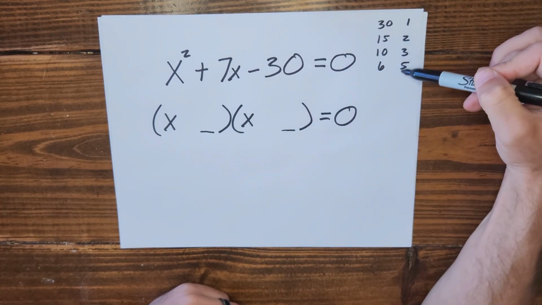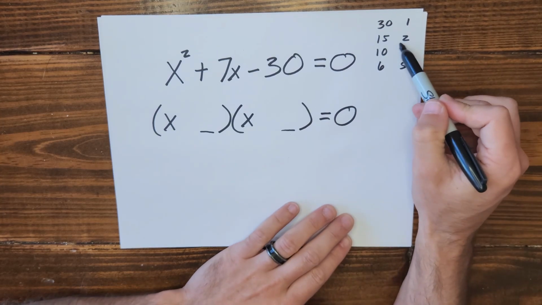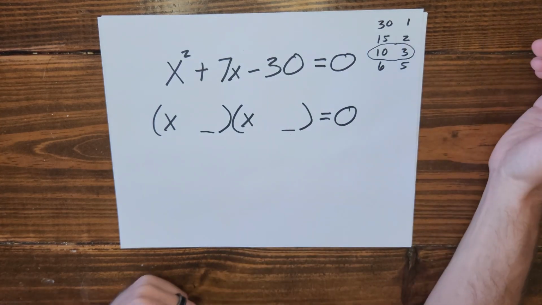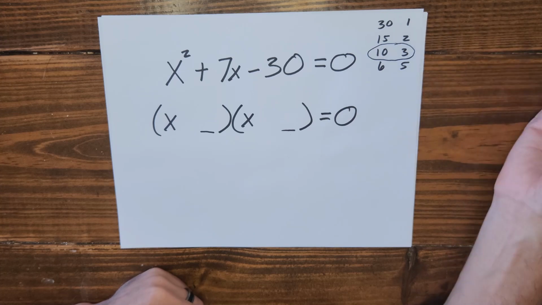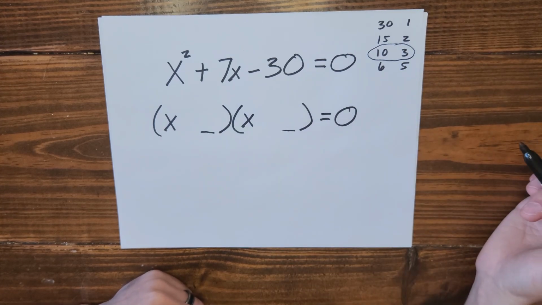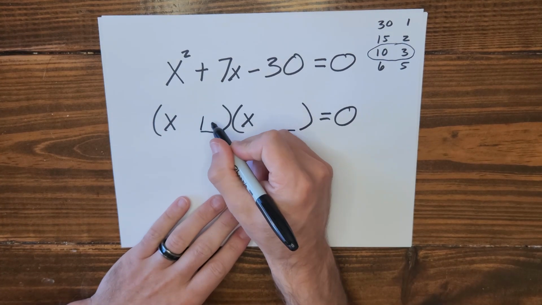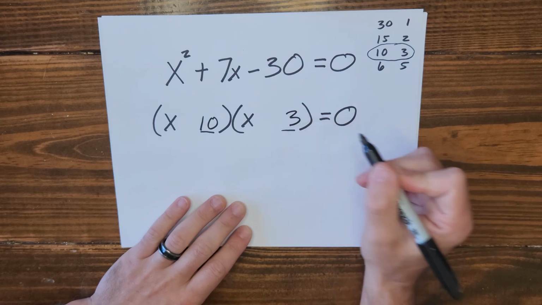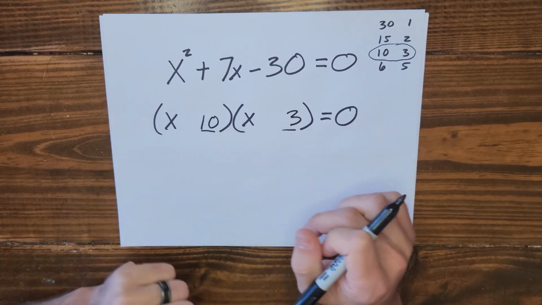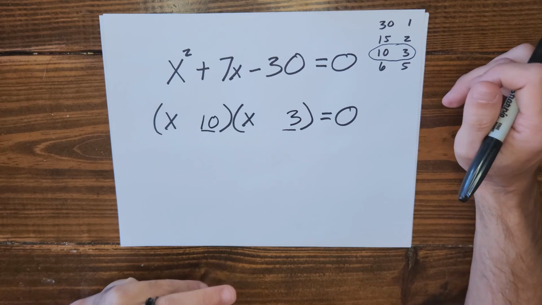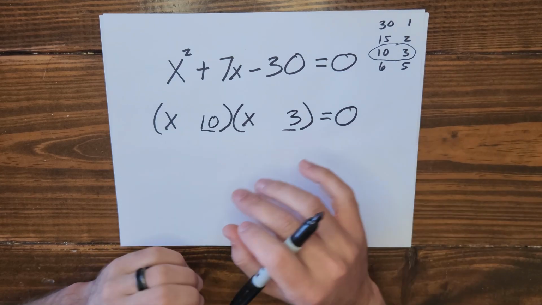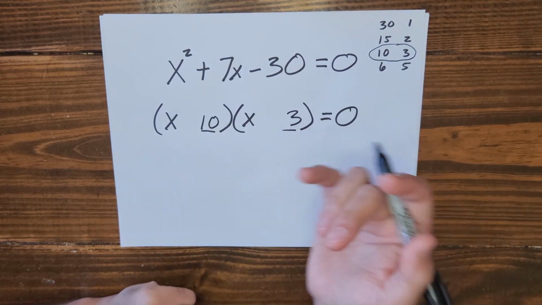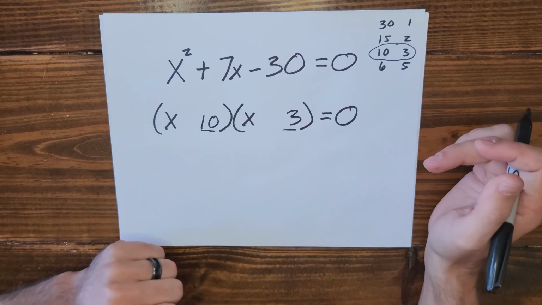If I look at my pairs over here, the obvious one that subtracts to give me 7 is this pair right here. 10 minus 3 gives me that 7. So I'm going to start plugging these in: 10 and 3. It does not matter which order you put these in. Multiplication is associative, so you can put them in any order there.